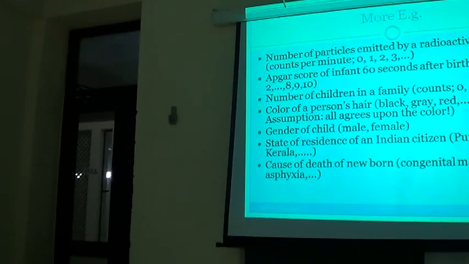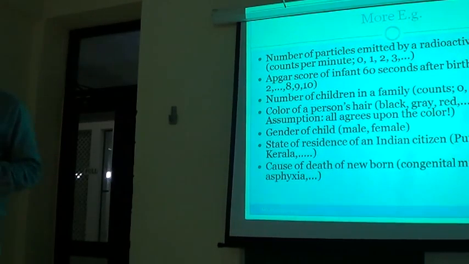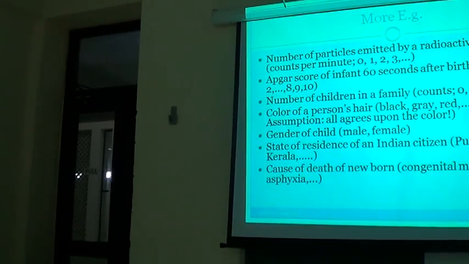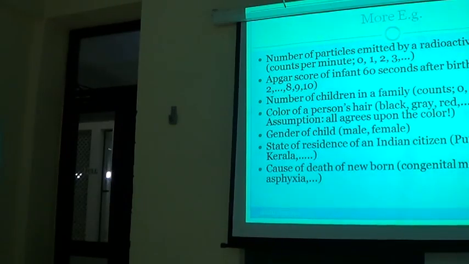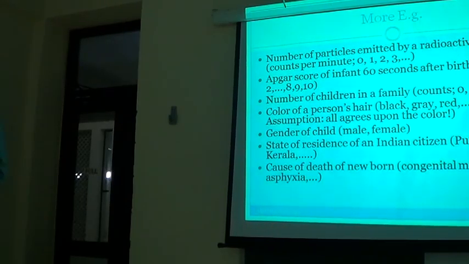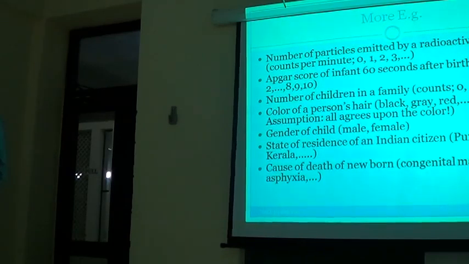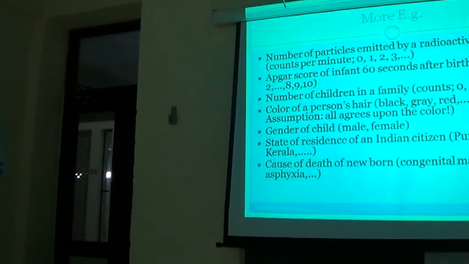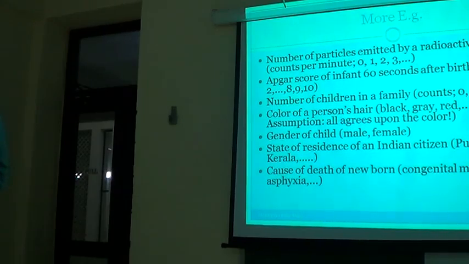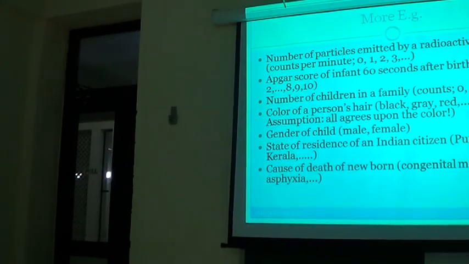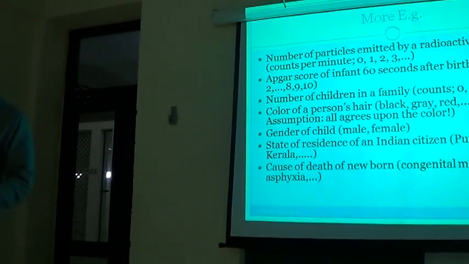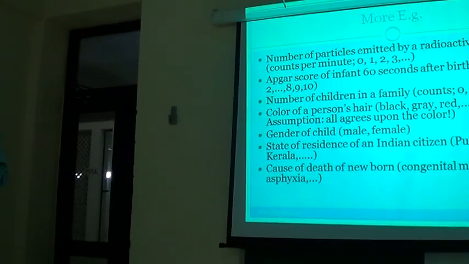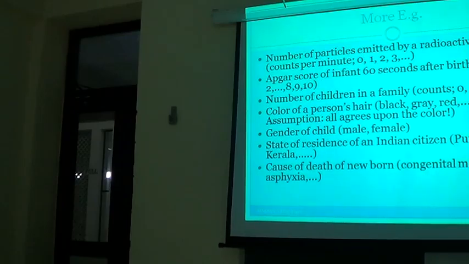State of residence of an Indian citizen, Punjab or Kerala, right? State of residence, where you are living right now. So that's only one place, right? How about union territories, in Chandigarh, where you can say I'm living in Haryana as well as in Punjab. Well, exceptions are always there, but still that is a kind of discrete variable in the normal sense, okay? So setting aside these kinds of exceptions.